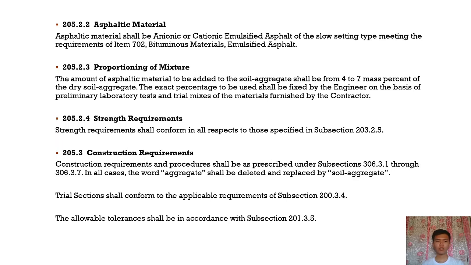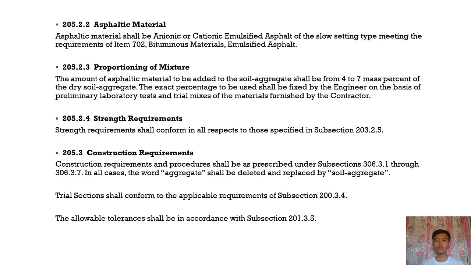Section 205.3 Construction Requirements. Construction requirements and procedures shall be prescribed under subsection 306.3.1 through 306.3.7. So it is about the construction requirements for bituminous road mixed surface course, and it is explained in this subsection. In all cases, the word aggregate shall be deleted and replaced by soil aggregate. Trial sections shall conform to the applicable requirements for subsection 200.3.4.